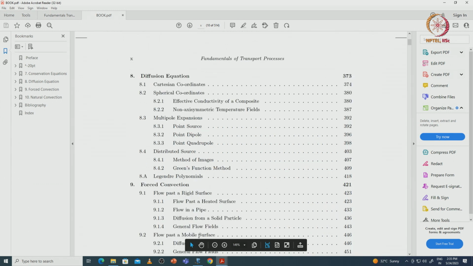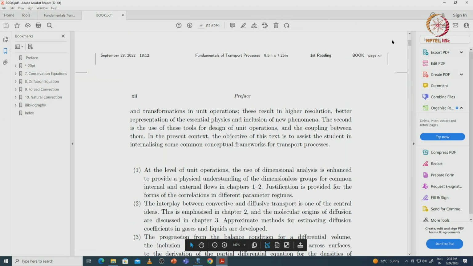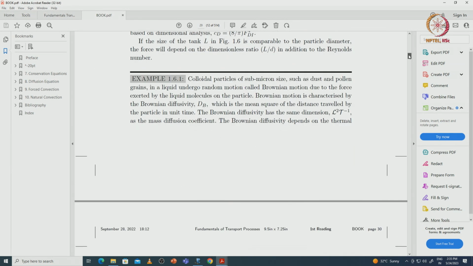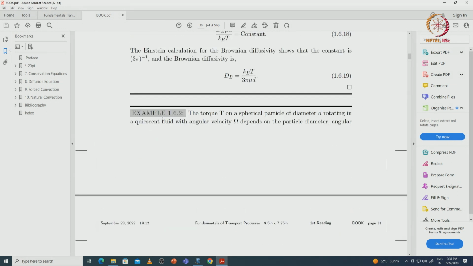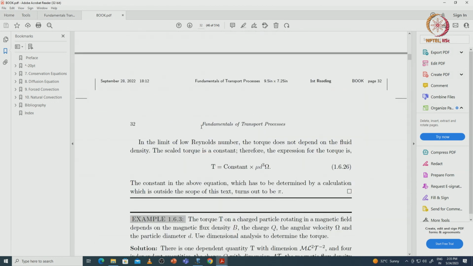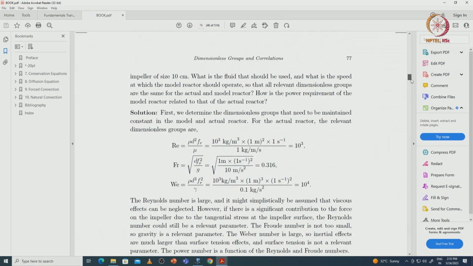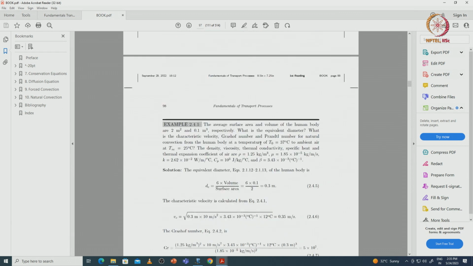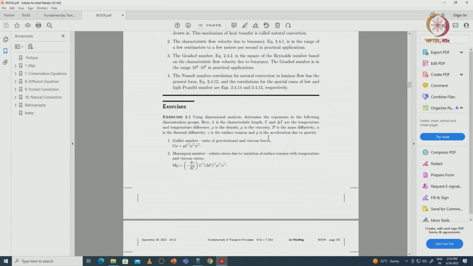The book also has problems at the end of each chapter. There are more than 150 solved assignments. For example, you can see that this is one of the solved assignments, example 1.6.2. There are more than 150 solved assignments in this book, and there are also problems at the end of each chapter. Some of these problems we will solve during the interactive sessions during the course.